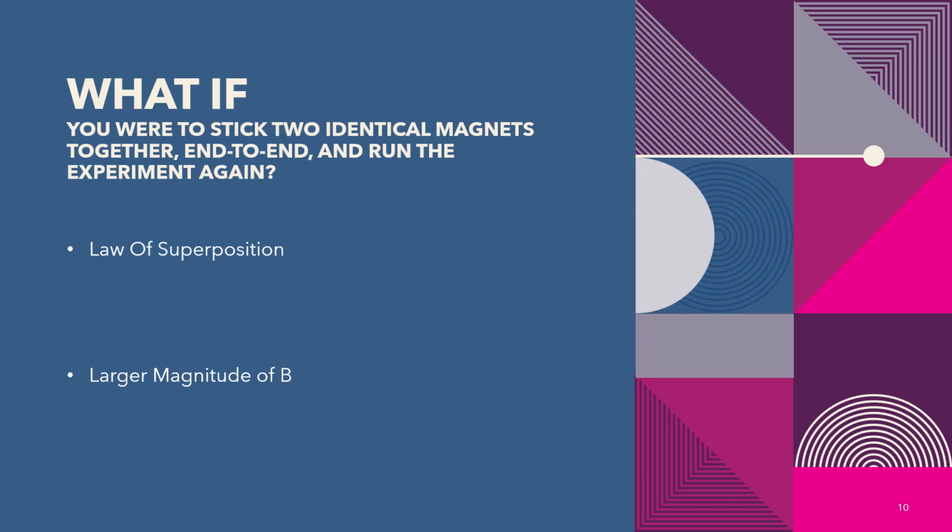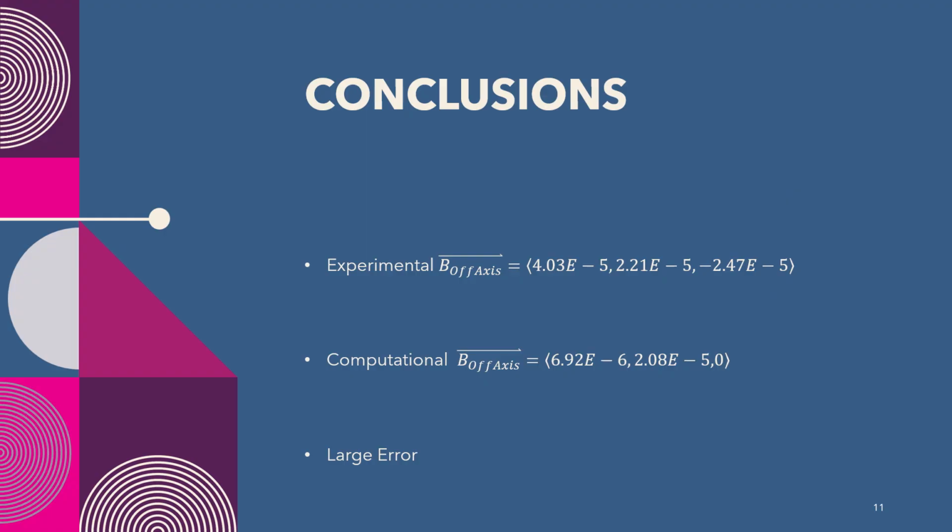If two identical magnets were stuck together end to end, the law of superposition would create a larger magnitude for the B field. In conclusion, there is a large difference between our experimental B off-axis vector and our computational B off-axis vector.